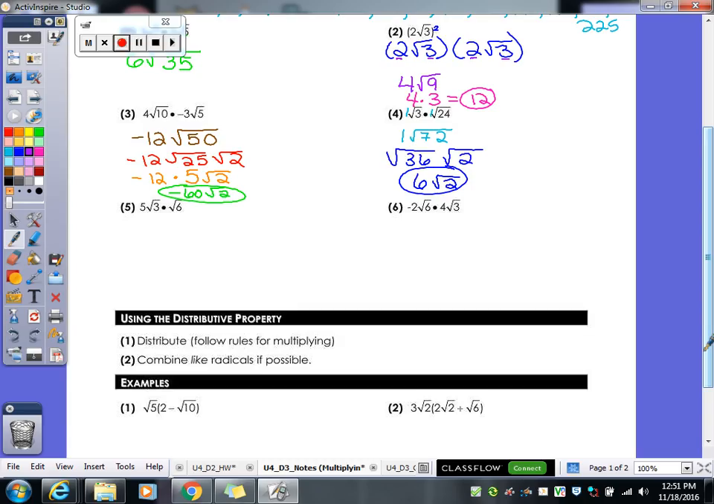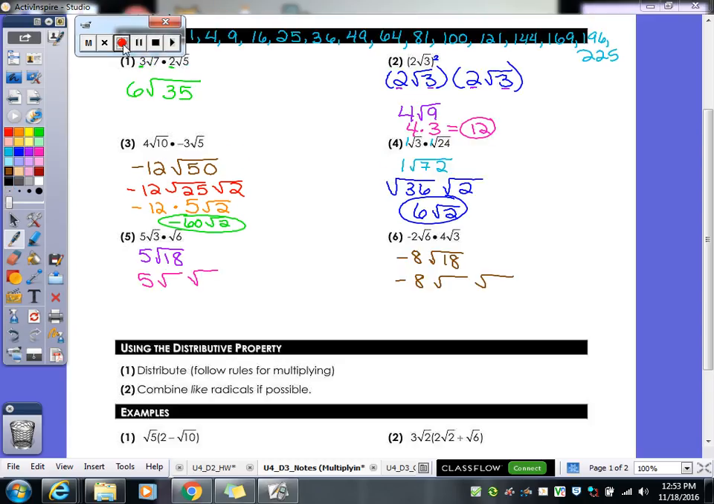All right, I want you guys to try 5 and 6 right now on your own. Multiply the numbers in front, multiply the numbers underneath, and then reduce. So what's our perfect square that goes into 18? 9. 9 and 2, which comes out as a 3, so 15 radical 2 is your final answer for number 5.